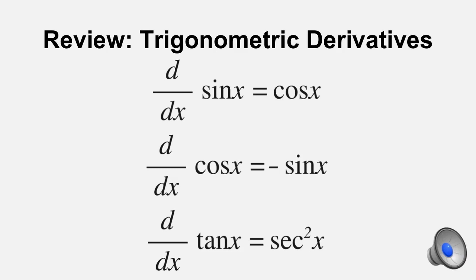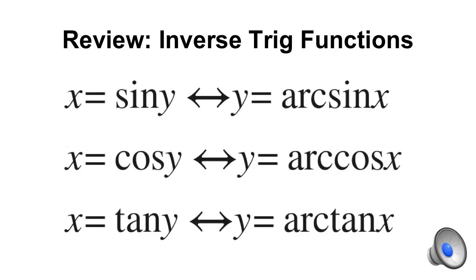The derivative of sin x is equal to cosine x. The derivative of cosine x is equal to negative sin x. Likewise, tangent x will become secant squared x. We will be reviewing the inverse trig functions and their definitions. Take a look at it.